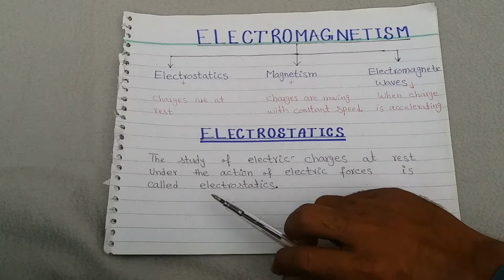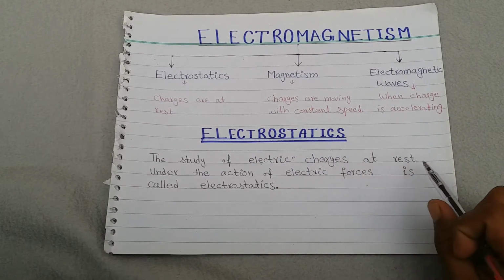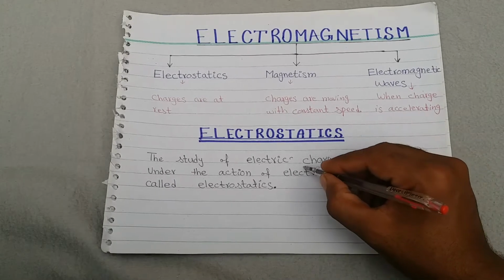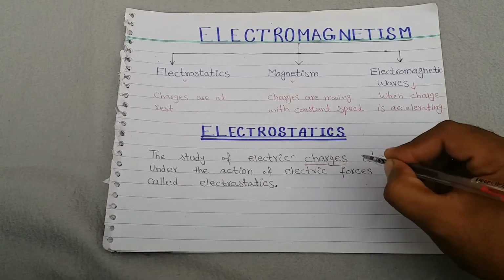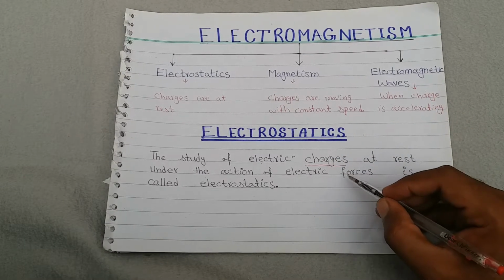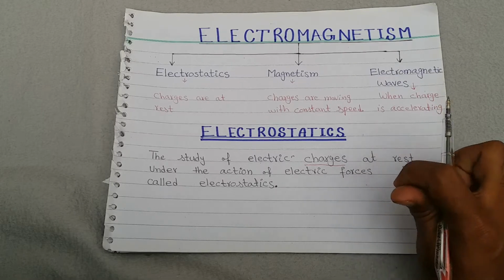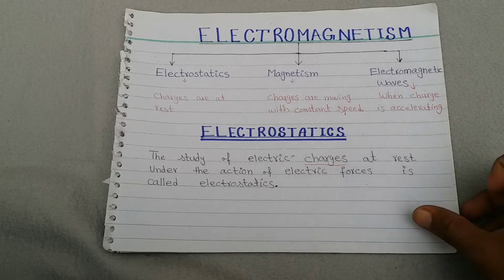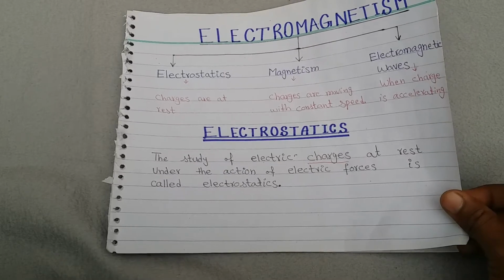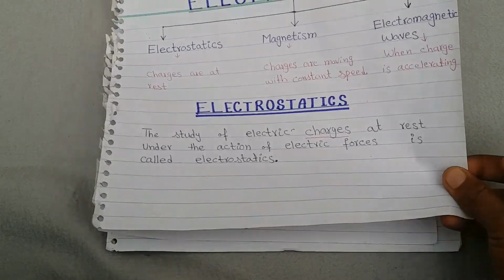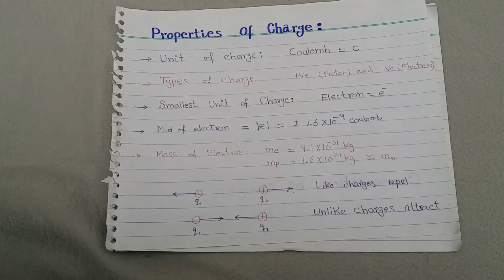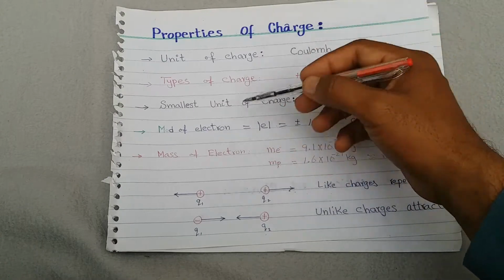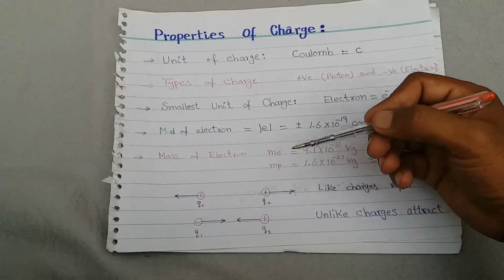Electrostatics is defined as the study of electric charges at rest under the action of electric force. So our basic concentration in this topic is electrostatics, these are charges. First of all we should know some basic properties of the charge, which will be used in our further topics. So what are the actual properties of the charge? There are some basic properties which we will discuss in a very fast way.